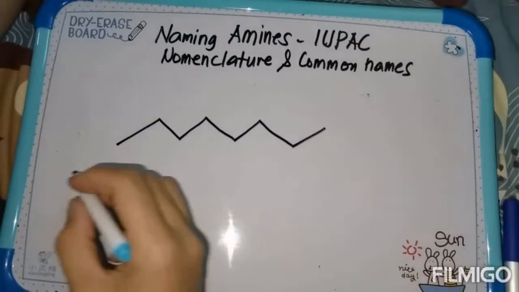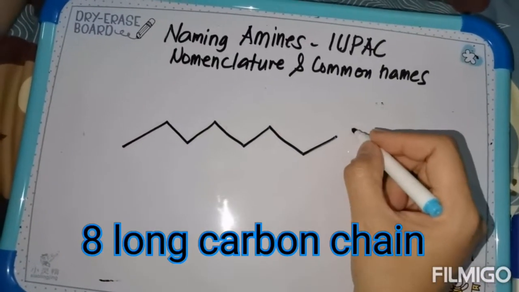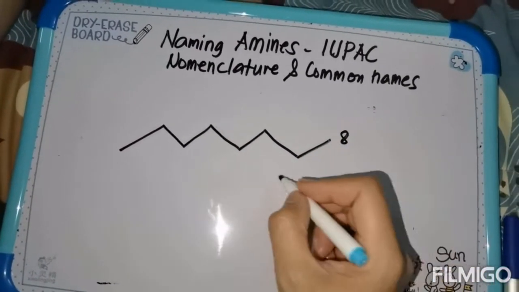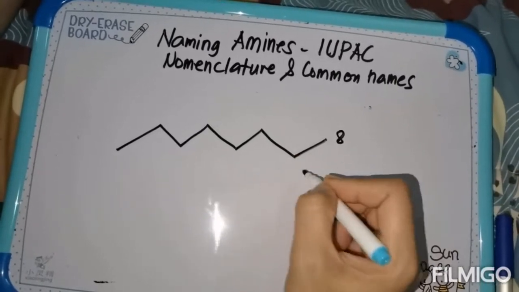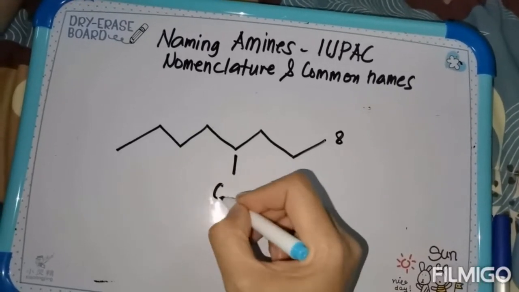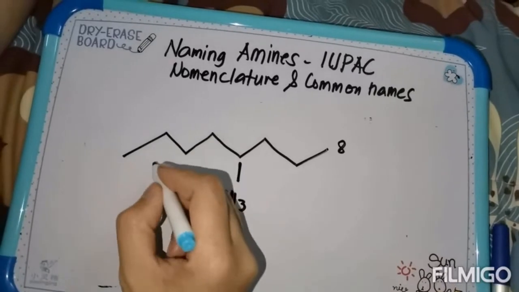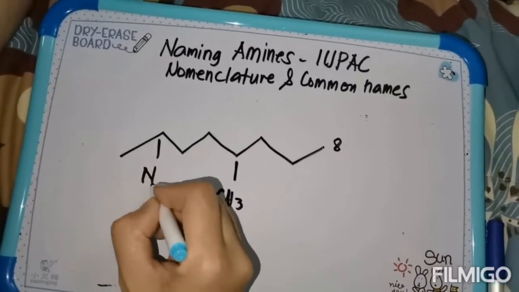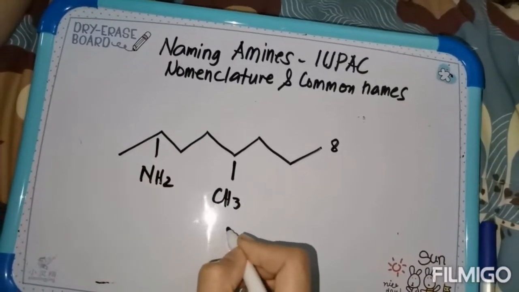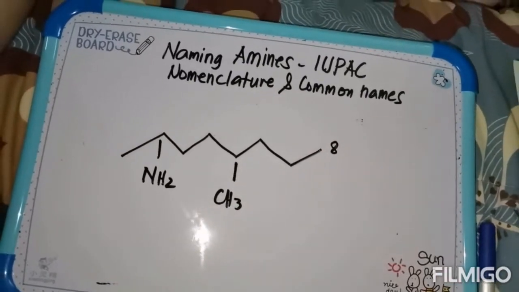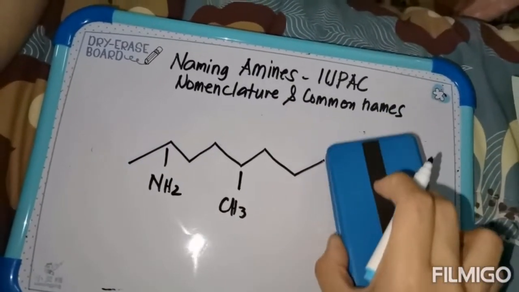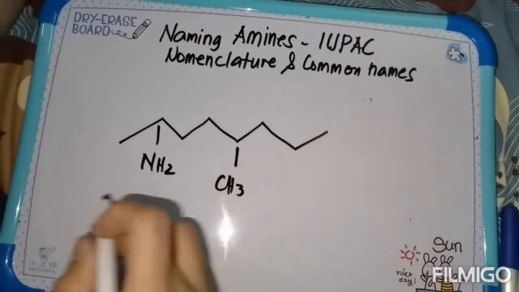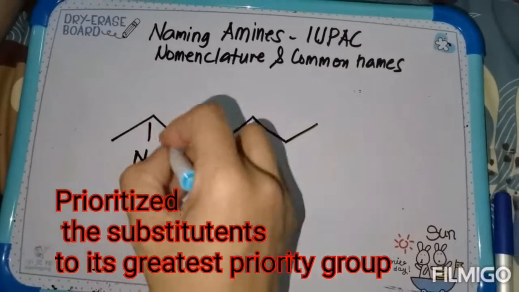We have an 8 long carbon chain, so this will be here, like this, and we have amino here, we have methyl here. So before anything else, I will show you how to prioritize by doing the numbering.